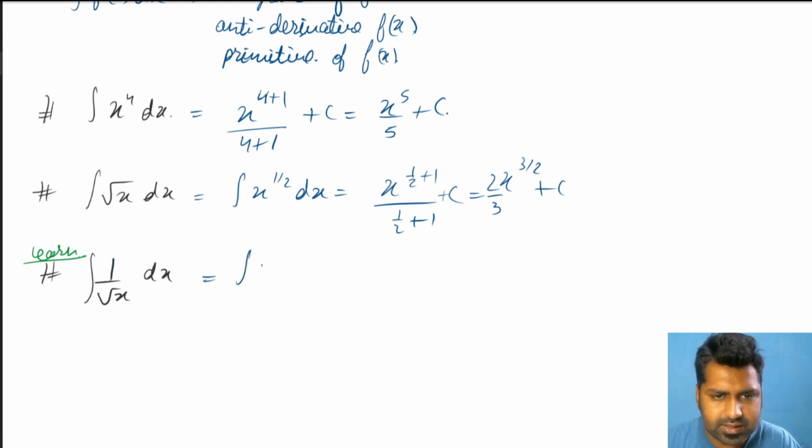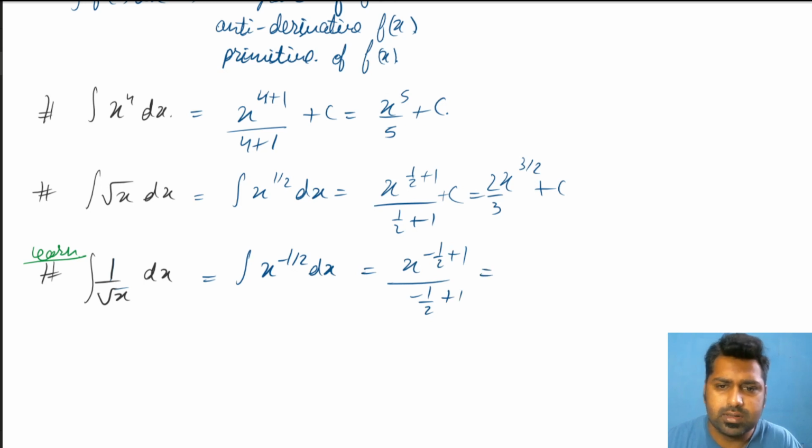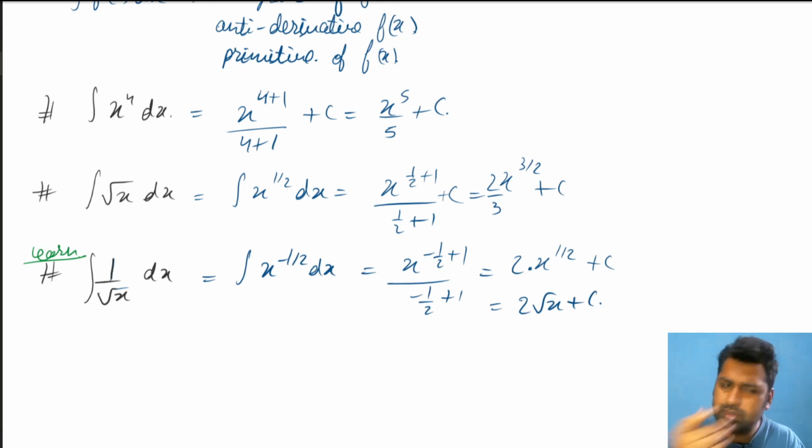So again, it becomes x raised to power minus 1 by 2 dx. Power 1 by 2 in the denominator. So x raised to power minus 1 by 2 plus 1, divided by minus 1 by 2 plus 1. That becomes 2 x raised to power 1 by 2 plus c, or we can say 2 root x plus c. So differentiation of root x is 1 by 2 root x. Integration of 1 by root x is 2 root x. So learn this.